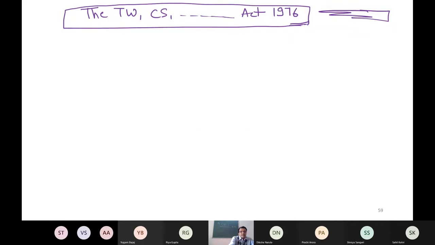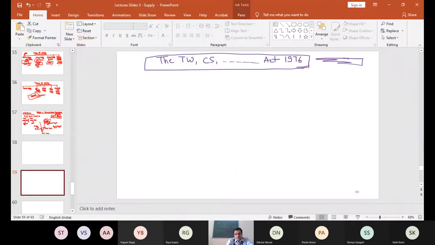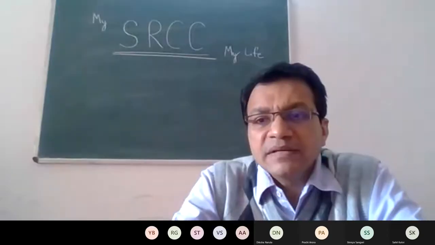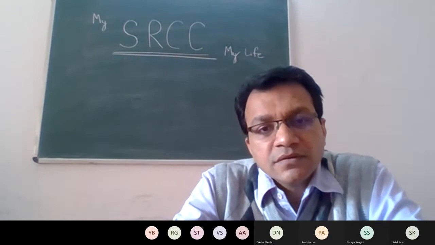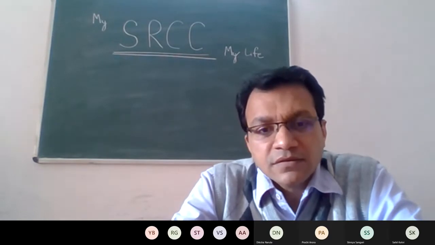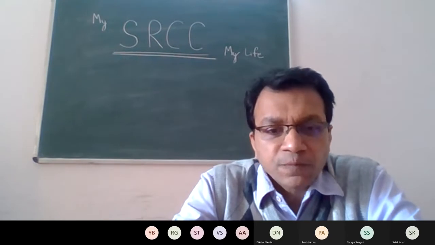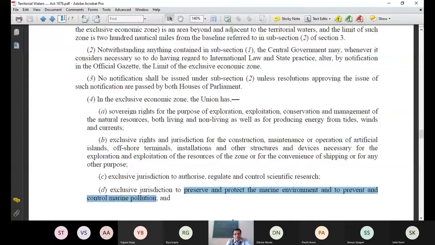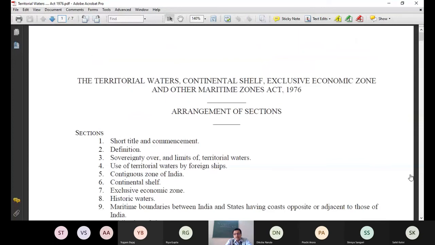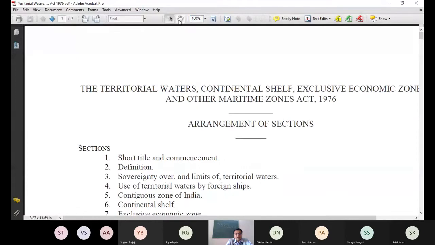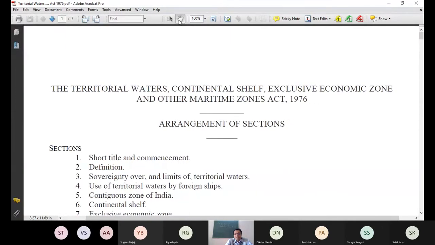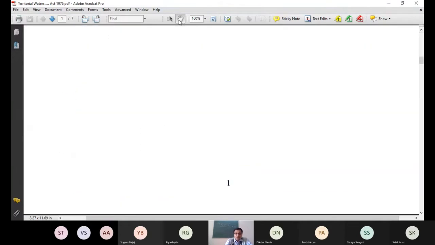So let me share with you this Act and then let me show you the definitions of these three. Make a habit that when you speak something, speak with sources rather than without any concrete evidence. This is the Territorial Waters Act, the Indian Act of 1976, and on this basis I am defining those provisions. It is clearly visible: the Territorial Waters, Continental Shelf, Exclusive Economic Zone and Other Maritime Zones Act 1976. And then let me show you the definitions now.